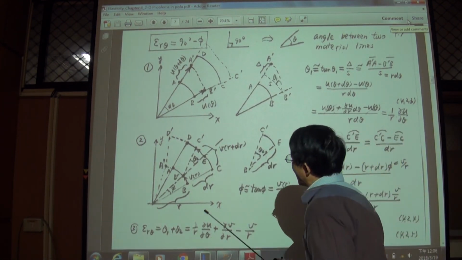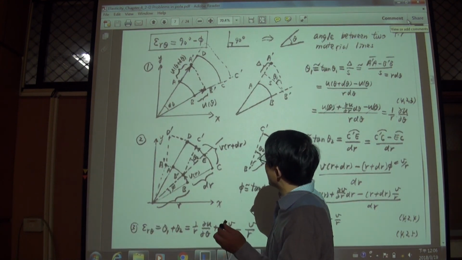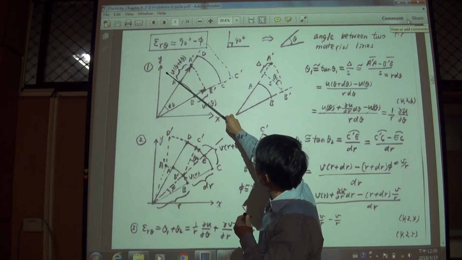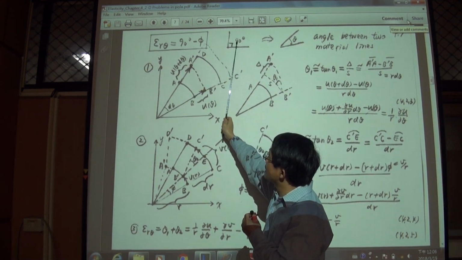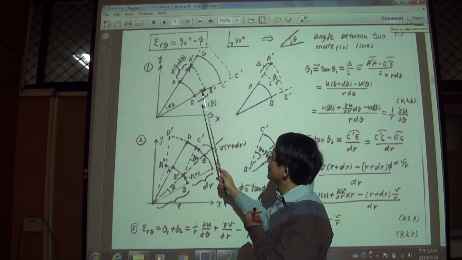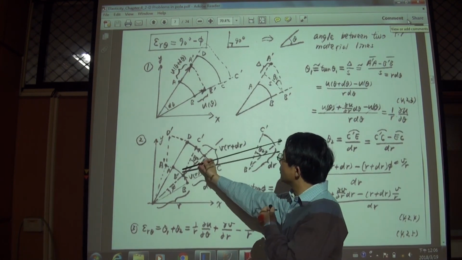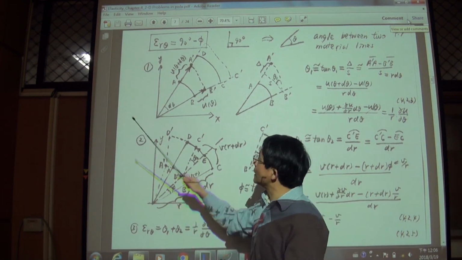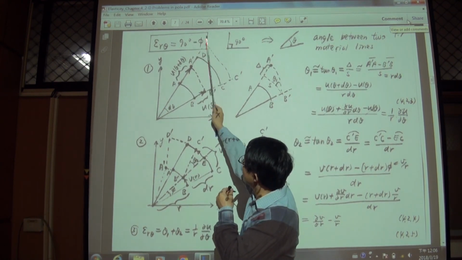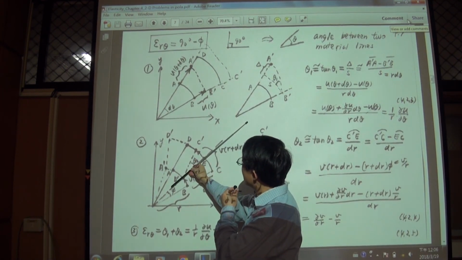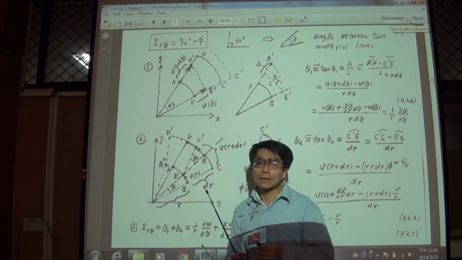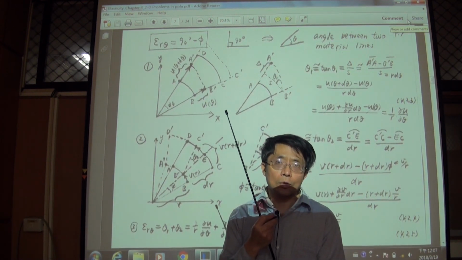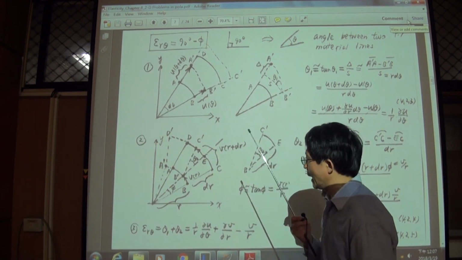Let us take a look at the physical meaning. Theta 1 is the material point moving like this, and theta 2 is the material line moving like this. One is the material line moving like this. These two shear angles give us the total effect of shear strain, gamma R theta.